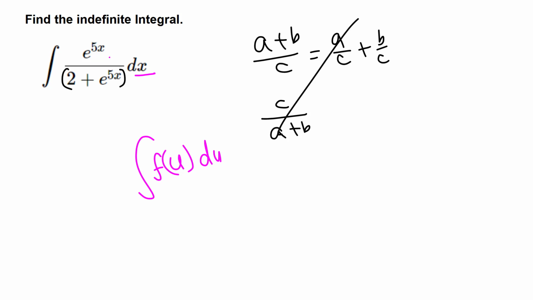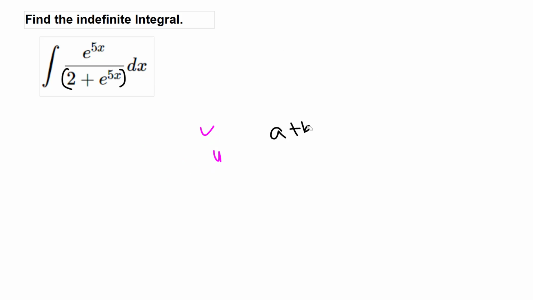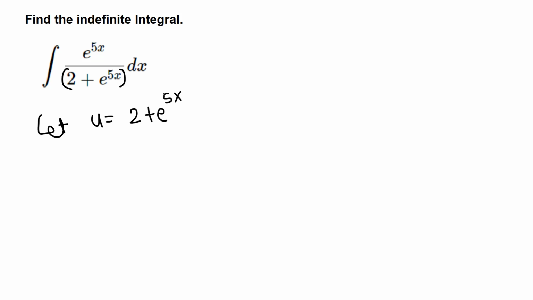So we need to convert this one dx in terms of du, and this one is a function of u, where u is the inside function. And if we have a fraction, generally we take the more complicated bottom part as the whole u. So the whole thing is u. Okay, so let's go for that. Let's assume the bottom is u. Let u be the bottom, 2 plus e raised to 5x.